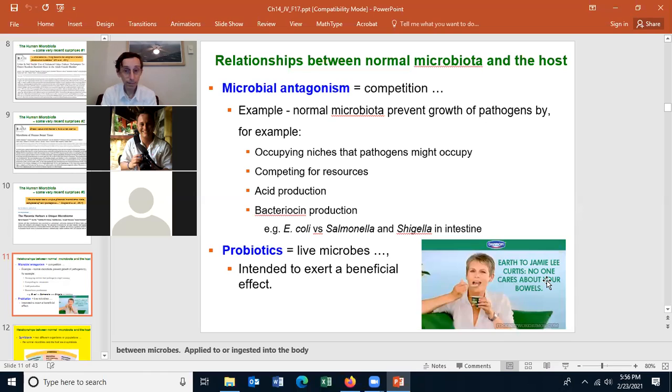Like women who eat yogurt with live organisms in them are much less likely to get a yeast infection. Yogurt could be a probiotic if it has live organisms in it. Other probiotics, you just take a pill that contains the organism.